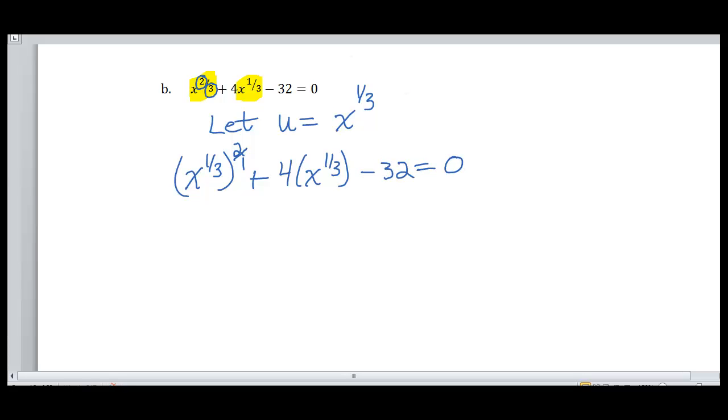And as you can see, once again, I'm going to replace my x to the 1/3. Looks a little weird there. That's why I don't like writing it like that. But my x to the 1/3 is going to be replaced by u. And so my equation is going to become u squared plus 4u minus 32 equals 0.